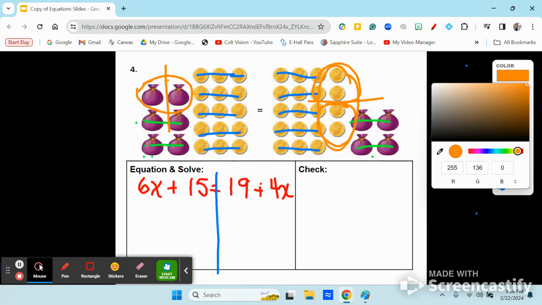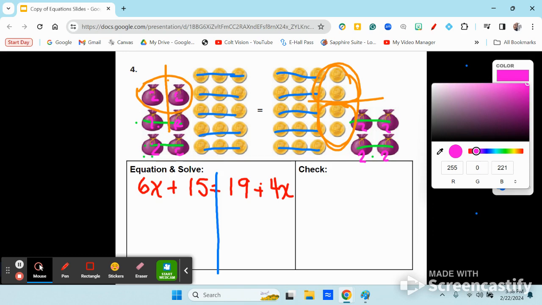Now, if that were true, there would be 2 in here, 2 in here, and 4. So 2, 4, 6, 8, 10, 12. 12 plus 15 is 27. And over here, this would be 2, 4, 6, 8. 8 plus 19 is also 27. So that means we found the right answer. That's how you would do it by drawing.